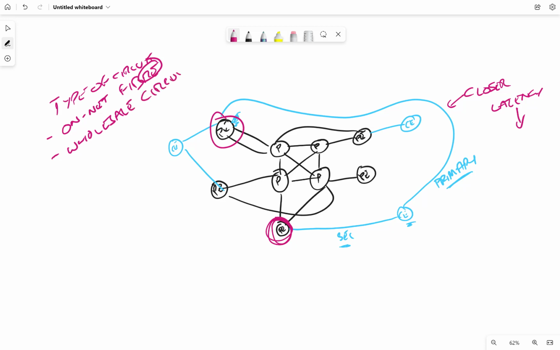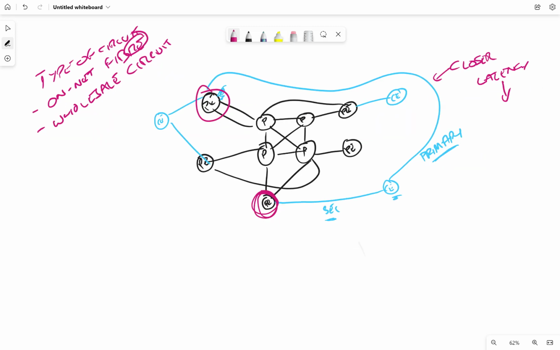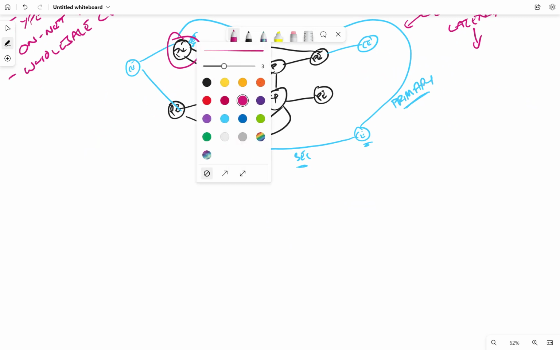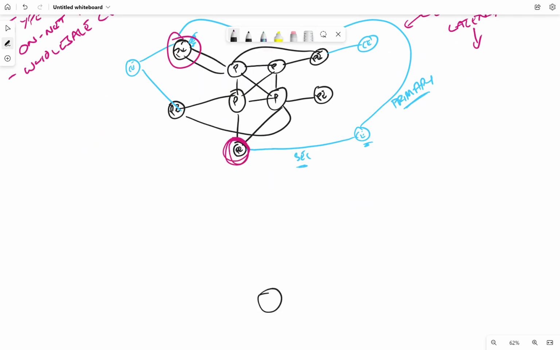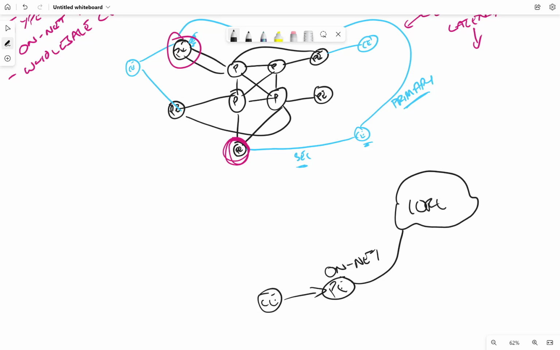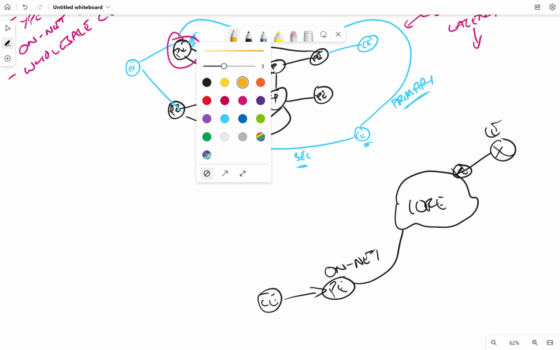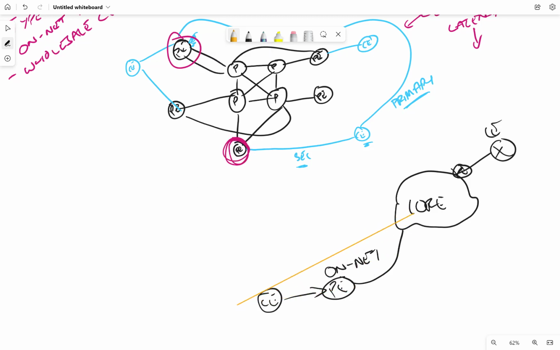Now, a wholesale circuit in the UK, if we take our focus off this diagram for a second, is like, if you imagine a CE connects into a PE, and then that's on net, and this is the core, and then there's another site that's connected in the same way over here to a PE, then the traffic flow for these two sites to communicate with each other is going to go CE, PE, core. Once that's the core, other PE, and then CE.